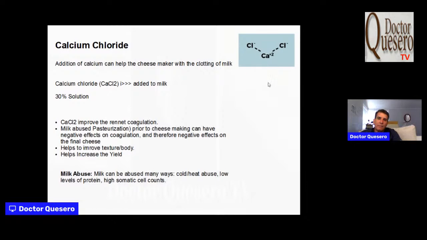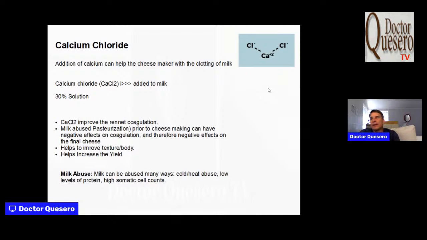When we pasteurize the milk, pasteurization denatures calcium. Okay, how much? Pretty much 15% of the calcium is denatured during pasteurization. So when we are making cheese, especially fresh cheeses, if we want to put the calcium back into the milk, we have to add it. How do we add it? With calcium chloride. Okay, so we have to add it to the milk.